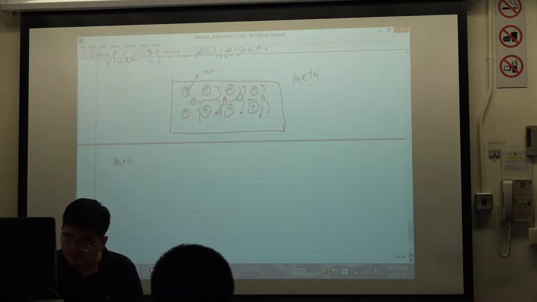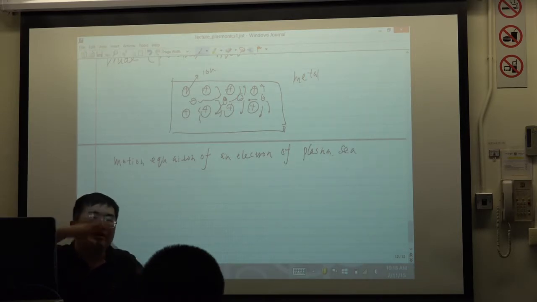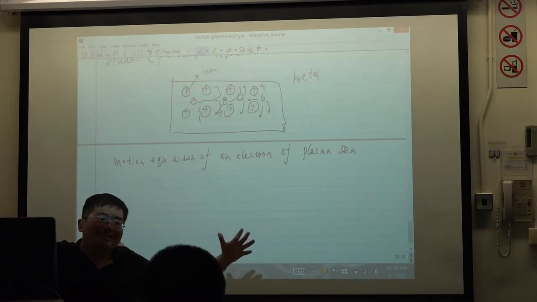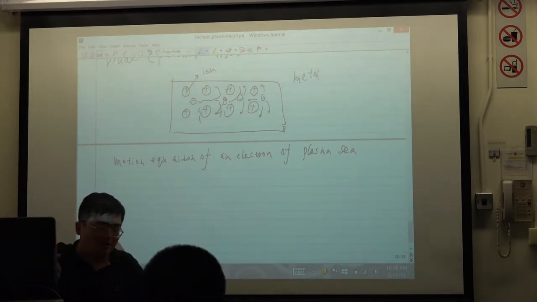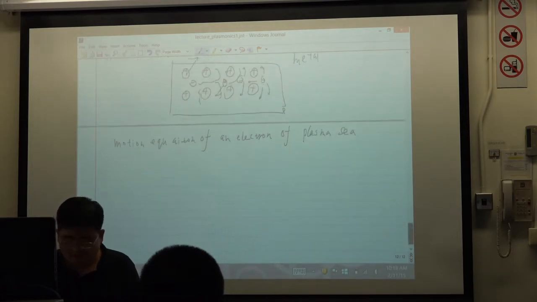It's a motion equation of the electron, over the plasma field. They call it a plasma field because there are many electrons moving very freely. They form a sea, called a plasma sea. This equation is just Newton's law.